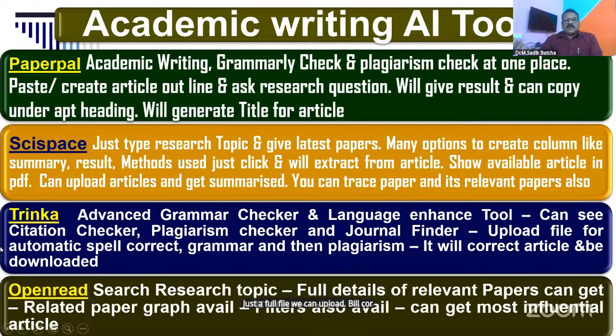Whether we want spelling and grammar correction and then plagiarism checking, it will correct the article, and after that we can download it. That is known as Trinka, another AI tool which will be helpful for research scholars. And the next one is OpenRead. In the same way as in the other AI tools, we can search research topics. Full details of relevant papers can be obtained from OpenRead, along with related papers, and it will even show graphs. It has another feature, filters, so we can get the most influential articles from these filters. That is OpenRead. So these are all the academic writing AI tools.